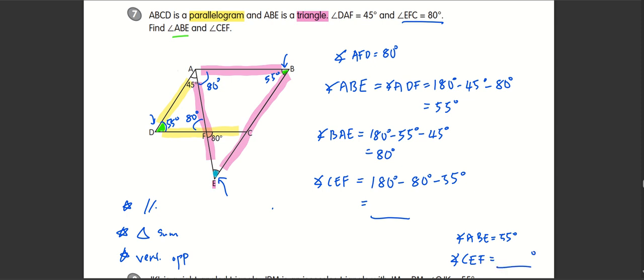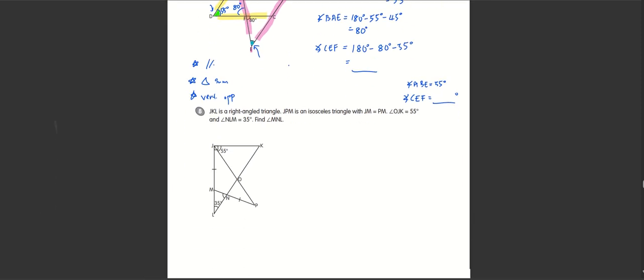Okay, so this is a Primary 6 question on angle properties in geometry figures. Question 7 on page 160.